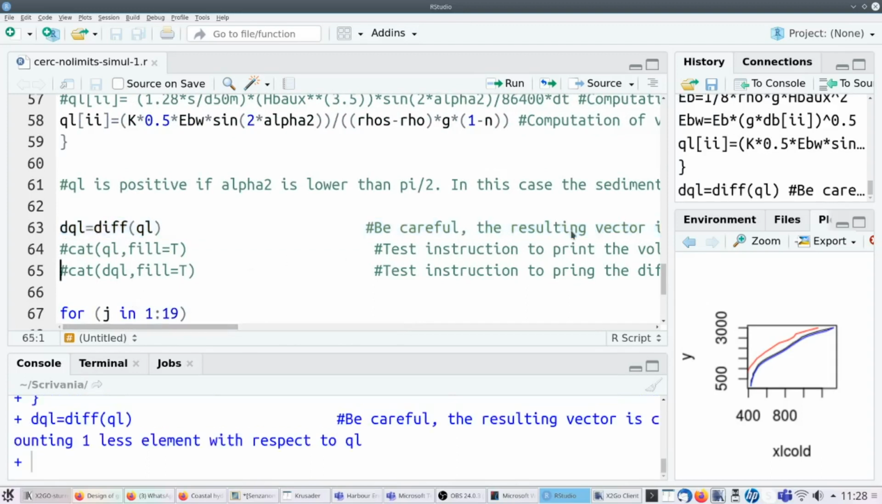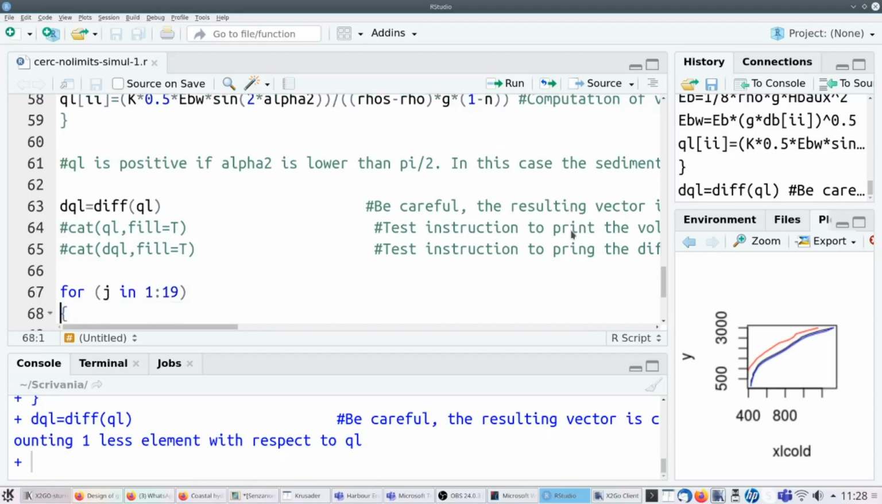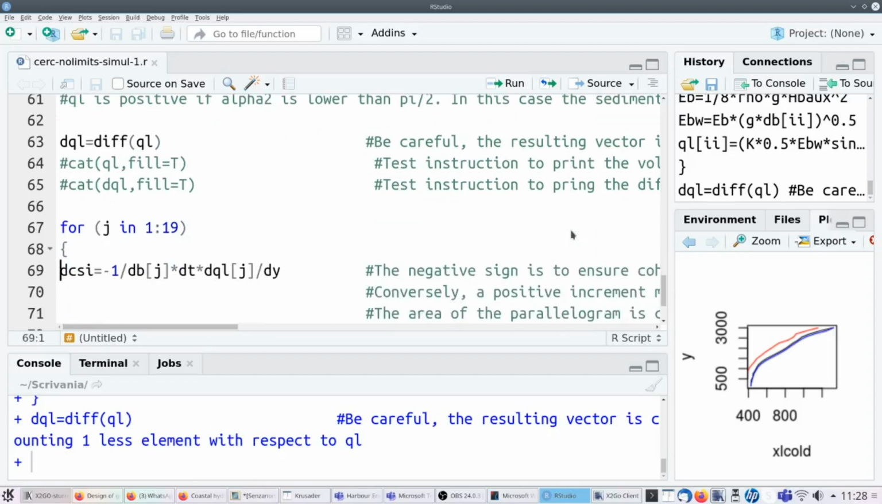And then here I have two test instructions. If you want to print on the screen something, you have to use the function cat, as it's written here. Now they are commented, so no need to compute them. Remember, I am still inside the time cycle. Now what I am computing is the sequence of the dx_i, the sequence of beach moves forward or backward at each time step.